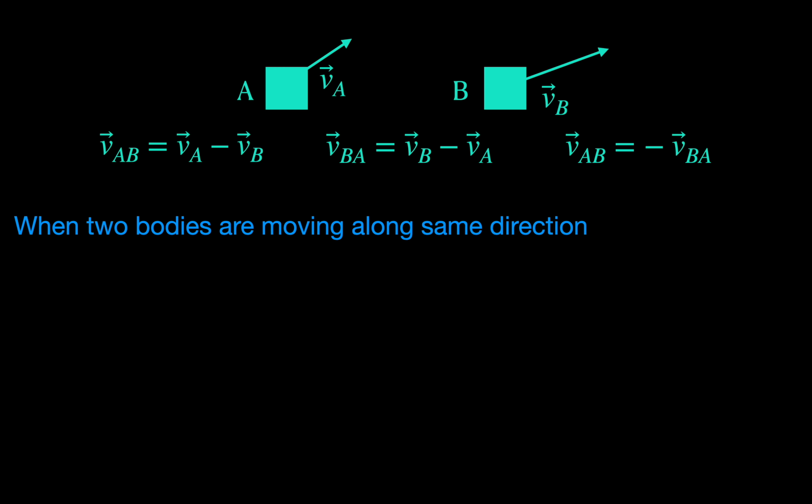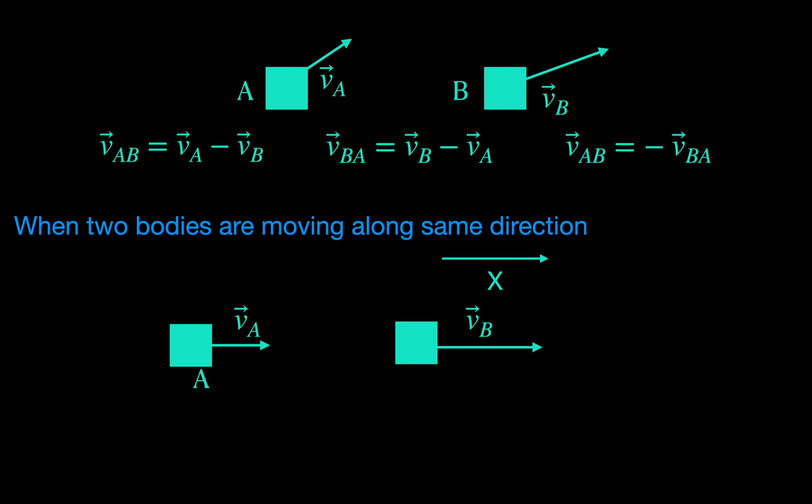So when two bodies are moving in the same direction, let's assume that the direction is the positive direction of the x-axis, we can write the relative velocity of body A with respect to body B as vector Vab equals Va i cap minus Vb i cap, and the modulus of this relative velocity will be Vab equals the modulus of velocity of body A minus the modulus of velocity of body B.